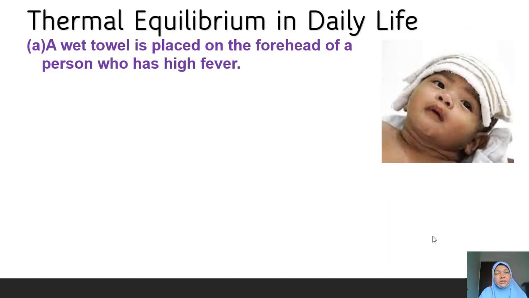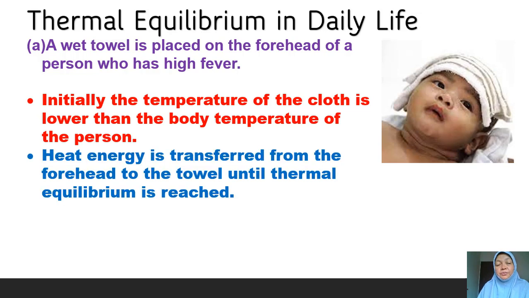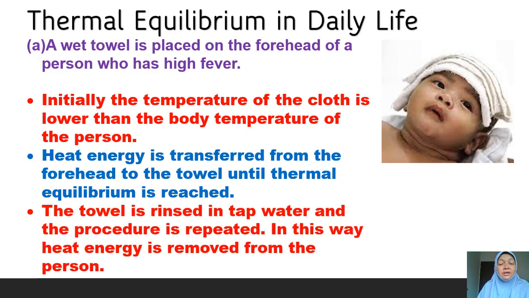Okay, so let's look at examples in our daily life. The first one: a wet towel is placed on the forehead of a person who has a high fever. Initially the temperature of the cloth is lower than the body temperature of the person, right? So heat energy is transferred from the forehead, which is hotter, to the towel until thermal equilibrium is reached. As a result, heat energy is removed from the person. So the towel is rinsed in tap water and the procedure is repeated.